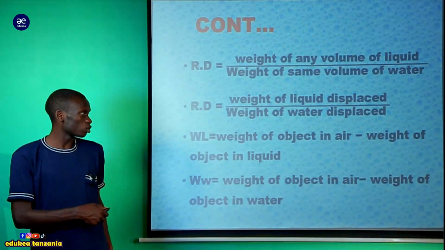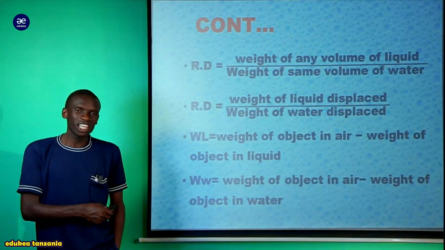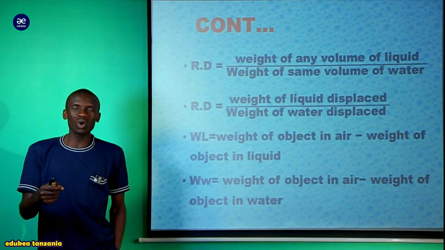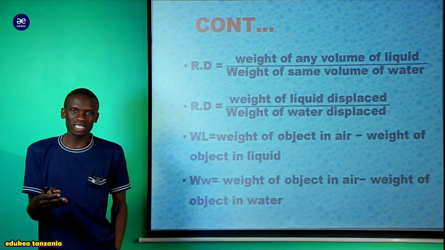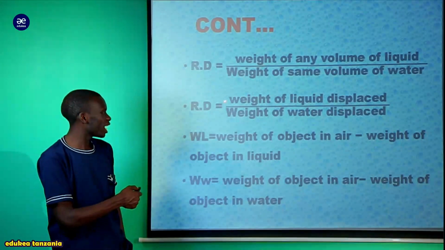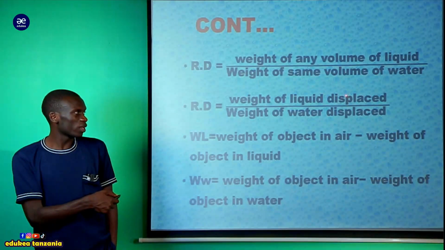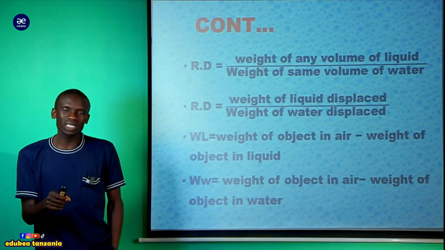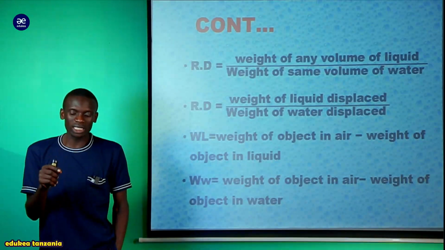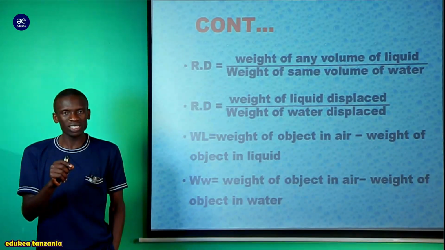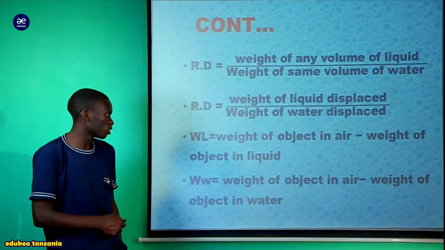So that is about it. And we know that the weight of liquid displaced is equal to the upthrust. Weight of fluid displaced, we know, is the upthrust. So here generally you can say that relative density is equal to upthrust in liquid over upthrust in water. If you take upthrust in liquid over upthrust in water, you'll get the relative density of the liquid.